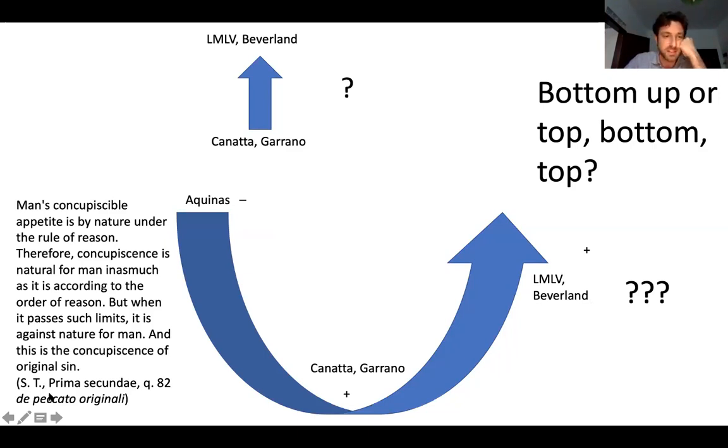Aquinas basically says that man's concupiscible appetite is by nature under the rule of reason. Therefore, concupiscence is natural for man inasmuch as it is according to the order of reason. But when it passes such limits, it is against nature for man. And this is the concupiscence of original sin.